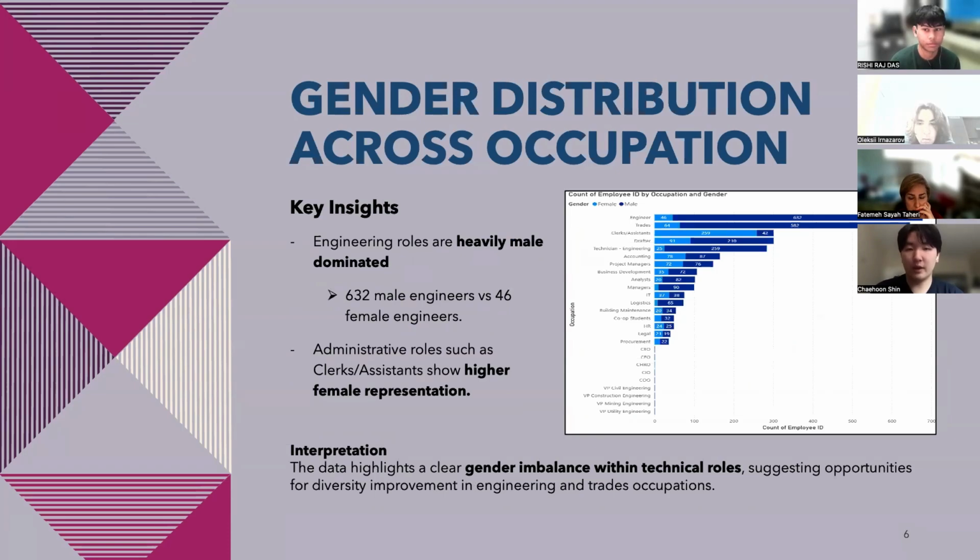For this part, I'm going to look at the gender distribution across occupation. I made a chart between male and female for each occupation. You can see engineering roles are heavily male dominated. There were 632 male engineers and only 46 female engineers. Administrative roles such as clerks and assistants show higher female representation. Through this chart, I can say the data highlights a clear gender imbalance within technical roles, which suggests opportunities for diversity improvement in engineering and trade occupations.